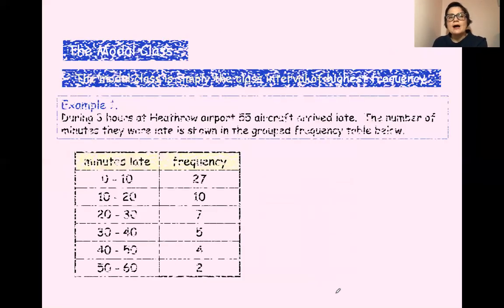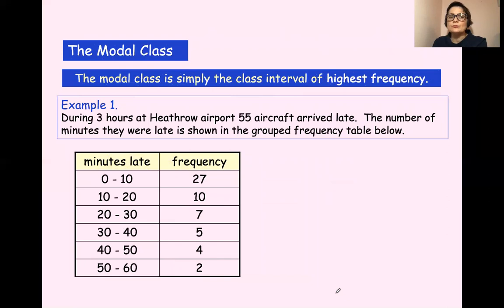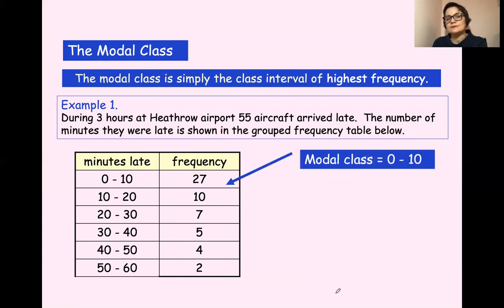Right, so how about the modal class? The modal class is simply the class interval of highest frequency. So the modal class is 0 to 10. This one here, the whole class. You must record the whole class carefully, not 27. The modal class is 0 to 10.